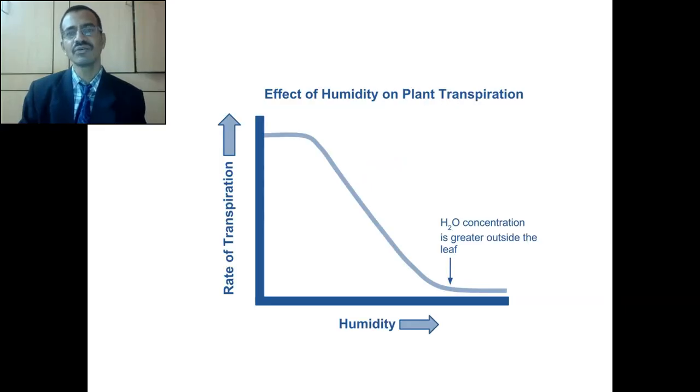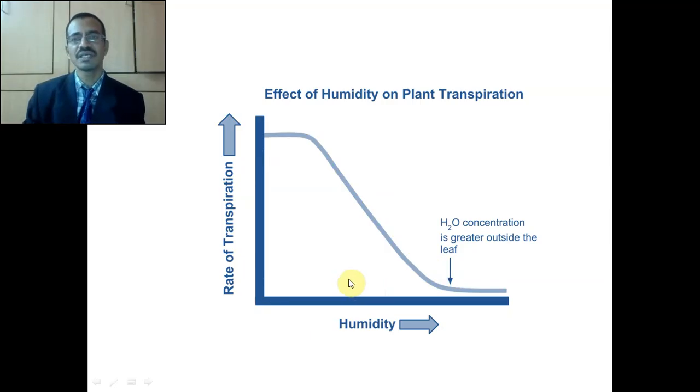And the effect of humidity on plant transpiration. Here there is an inverse relationship between the humidity and rate of transpiration. As the humidity is increased, the rate of transpiration is decreased. So that's what we observe here.